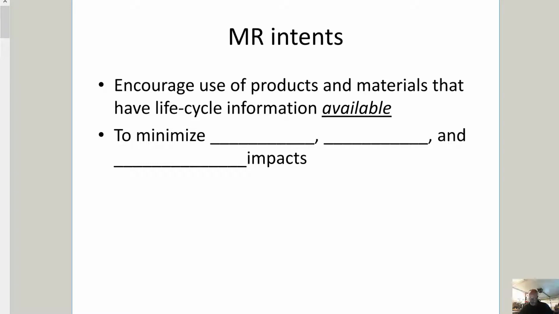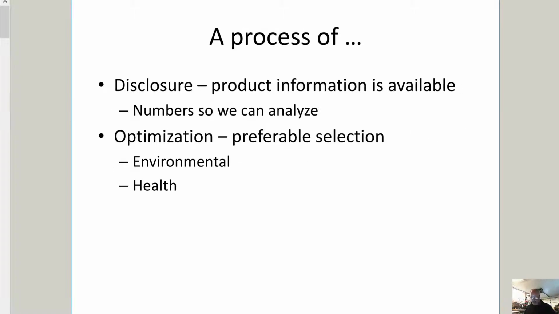And we're still working with a triple bottom line, so we're going to minimize environmental, social, and economic impacts. So it's a two-part process. First, if we can get information from the manufacturers, the disclosure part, if they make the information available, then we can compare different products that we're going to possibly use and optimize for preferable selection.